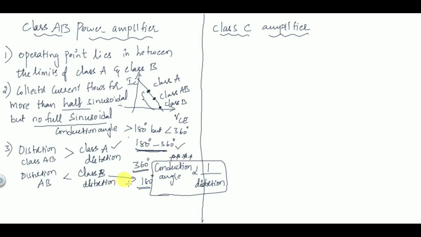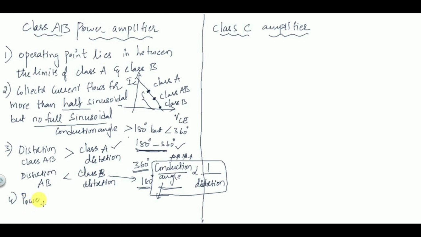Which type of power amplifier is more distorted, you can find using this formula: conduction angle is inversely proportional to distortion. Class A power amplifier has the most conduction angle of all, so it will have the least distortion. Very simple.